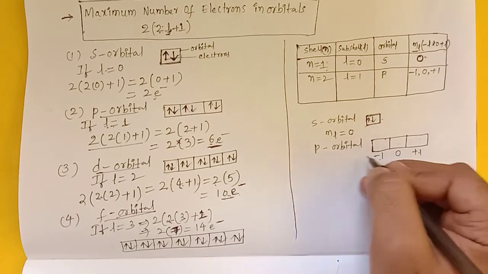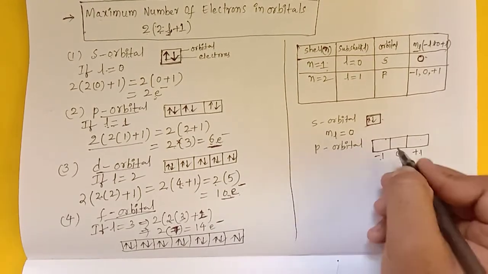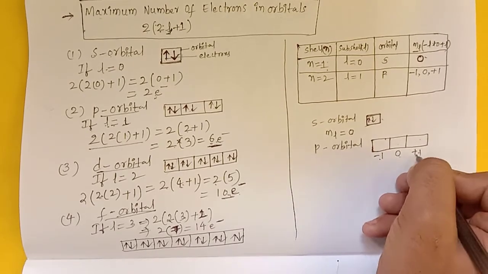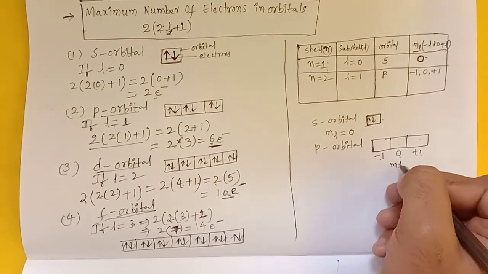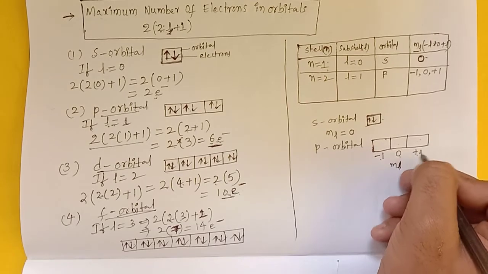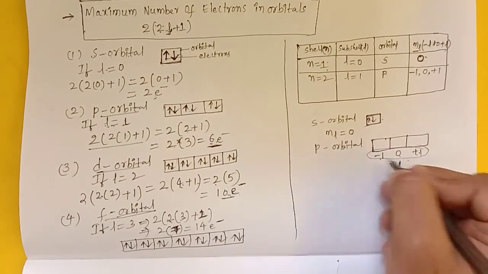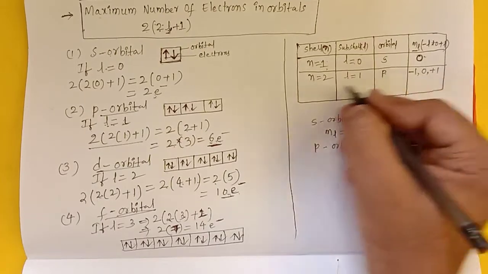How many values for the p orbitals? ML values. So minus 1, 0, plus 1. These are the ml values for what? These are the ml values for the p orbital.